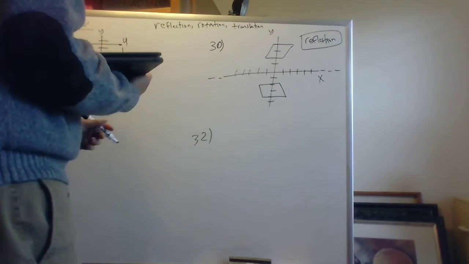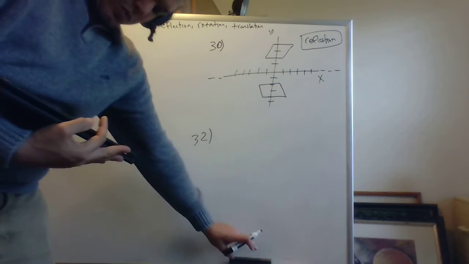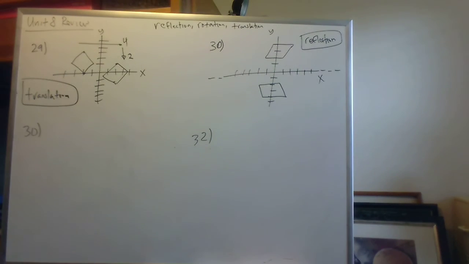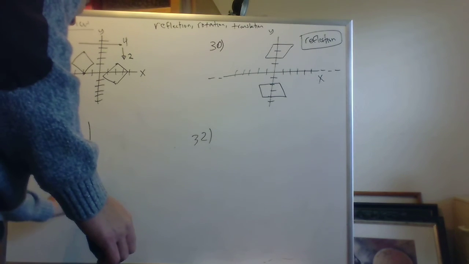And then for number 31, we have a shape. Sorry, I'm trying to pull it up. The Chromebook logged out. Okay, so we have a shape that looks like this.